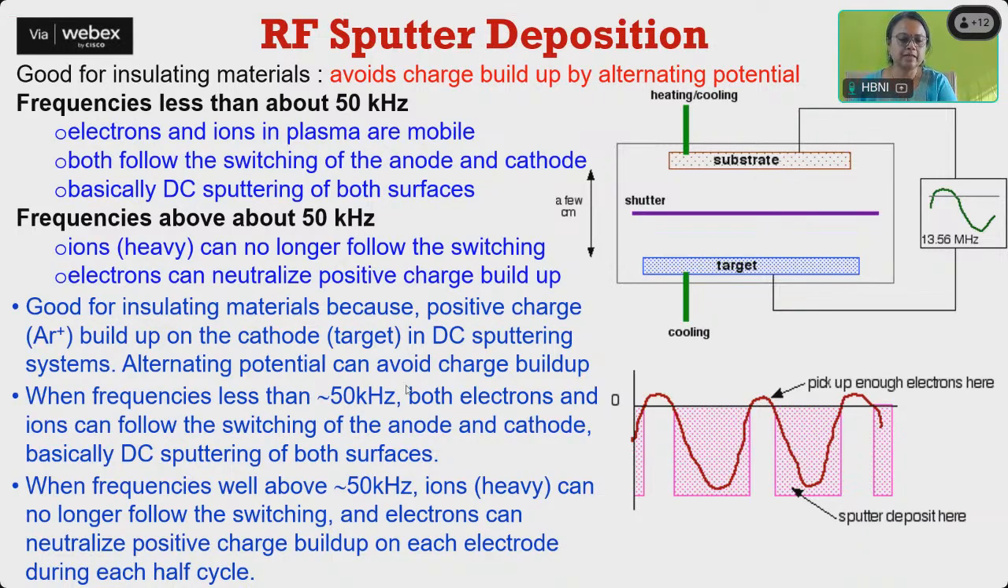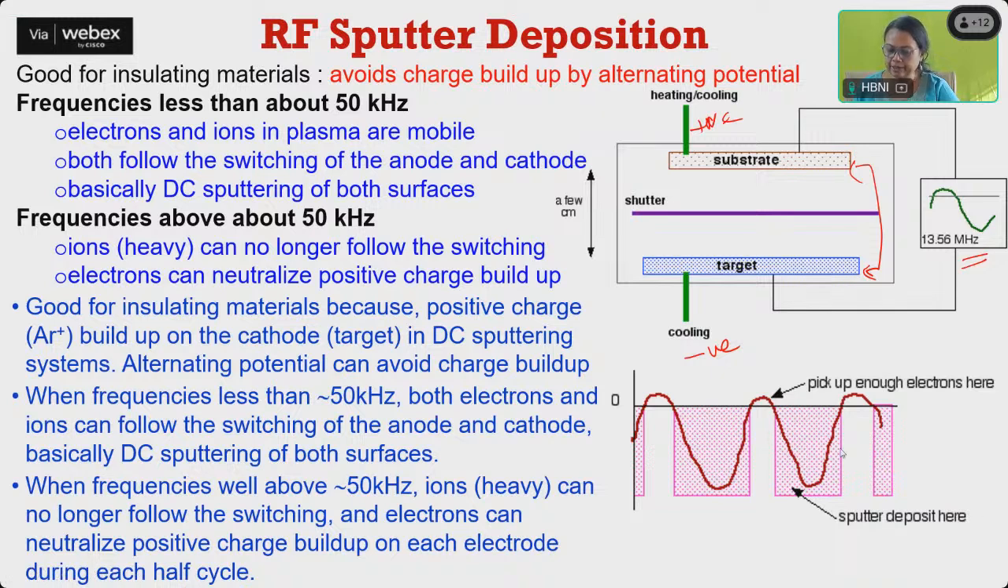We can use frequencies less than about 50 kilohertz. Electrons and ions in the plasma are both mobile, and both follow the switching of the anode and cathode. Earlier, in DC, the target was negative and the substrate was positive. But now we have gone to RF, so their polarity will keep on changing, like I have shown here.